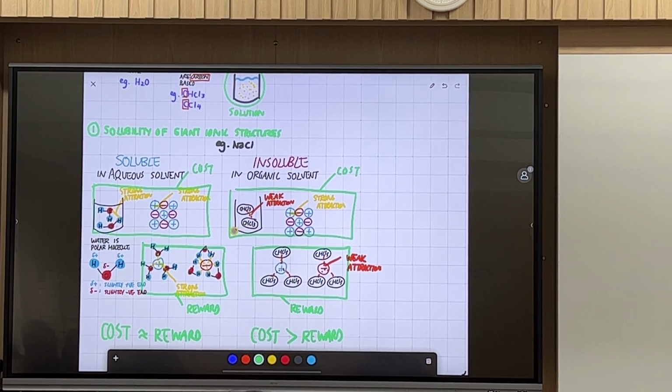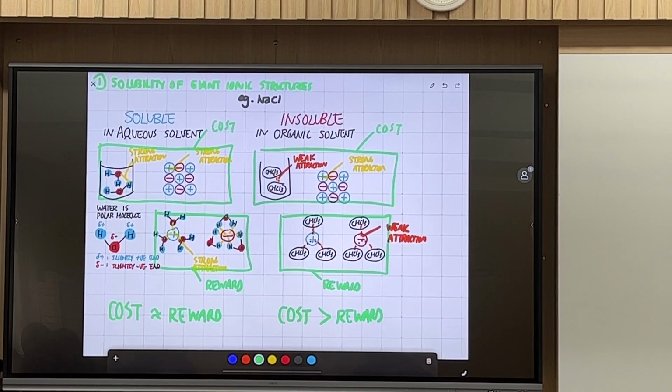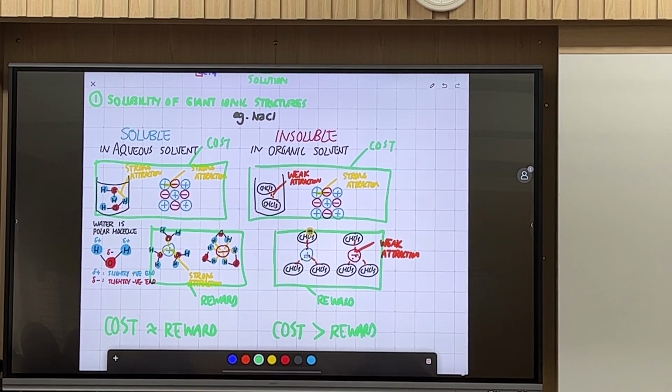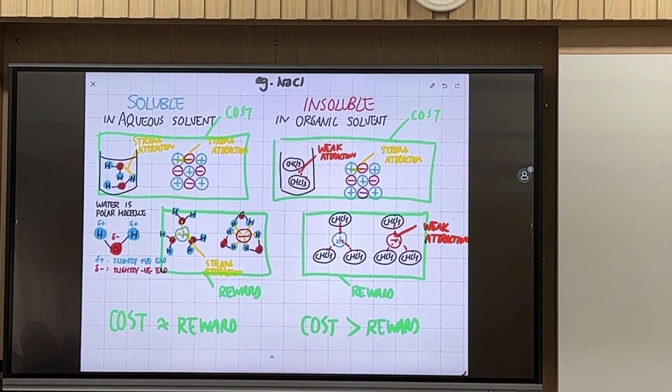This explanation, you might not find it in such detail in the textbook. So if you can understand it, great. If you cannot, you just have to remember these two words again. So let me try to explain that to you again. Think of these strong attractions as like some $500 investment. Okay, both of them.